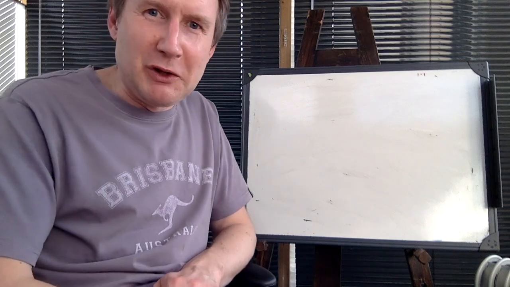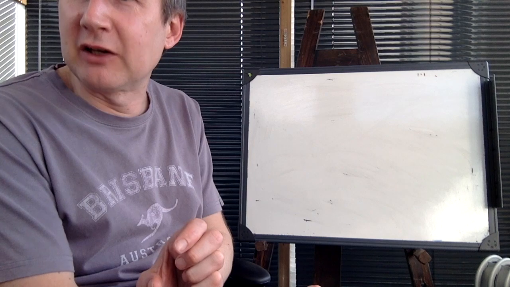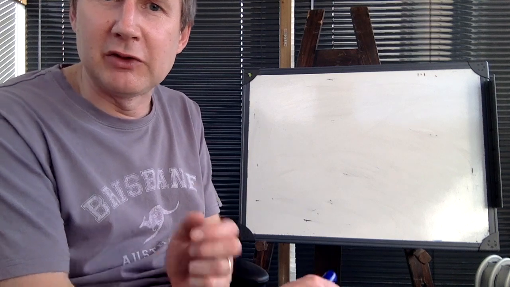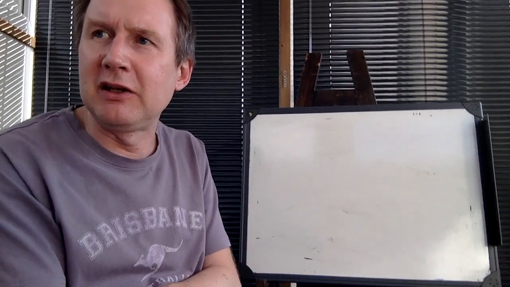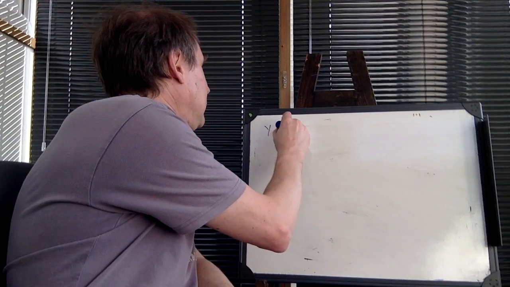Okay, whiteboard's turned the other way. So we've got three tax cuts to have a look at, and we'll try to do that using AD/AS analysis. The first one is income tax.